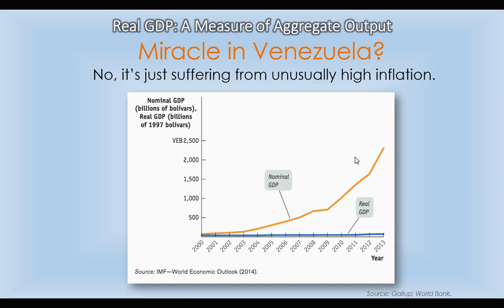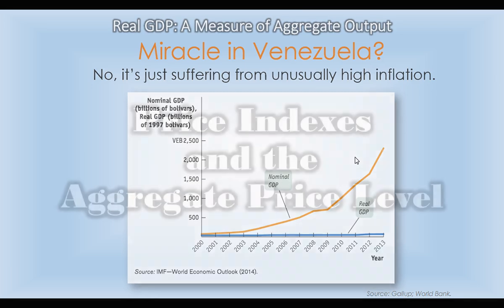So Venezuela recently experienced, over the last 13 years, an explosion in their nominal GDP, but we see that adjusted for inflation, their real GDP has actually stayed pretty flat. So this is just another reason why real GDP is important to measure, because again, you can get the wrong information from nominal GDP.